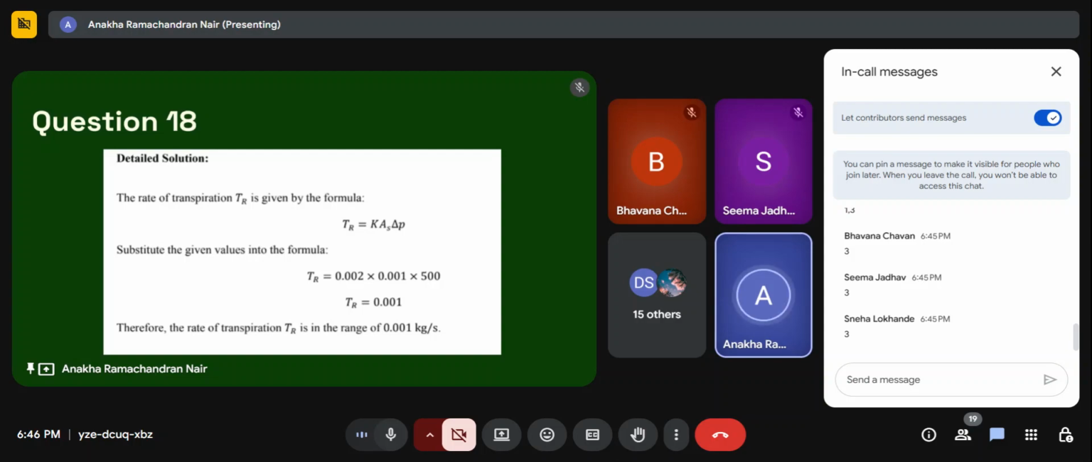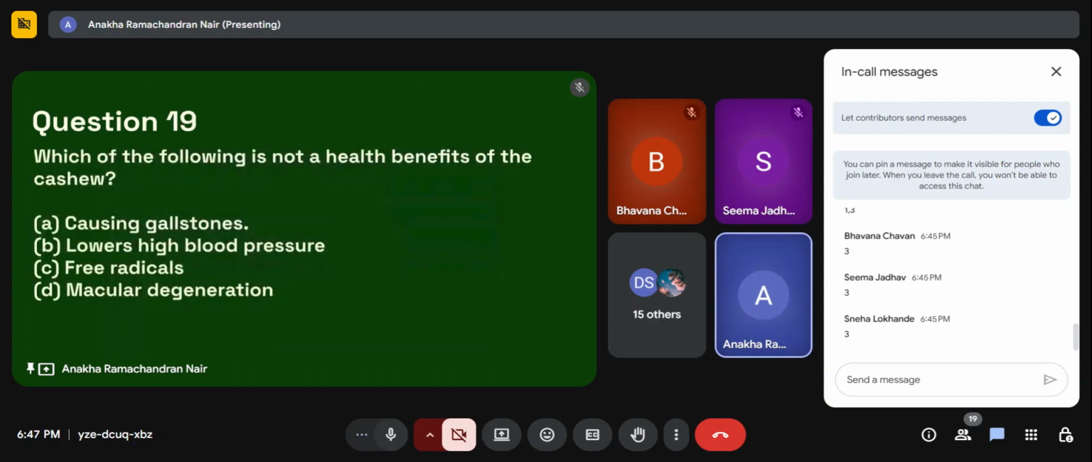All right, so let's move on to question number 19. This is again a simple question. Which of the following is not a health benefit of cashew? Option A is causing gallstones, option B is lowers high blood pressure, option C is free radicals, and option D is macular degeneration.